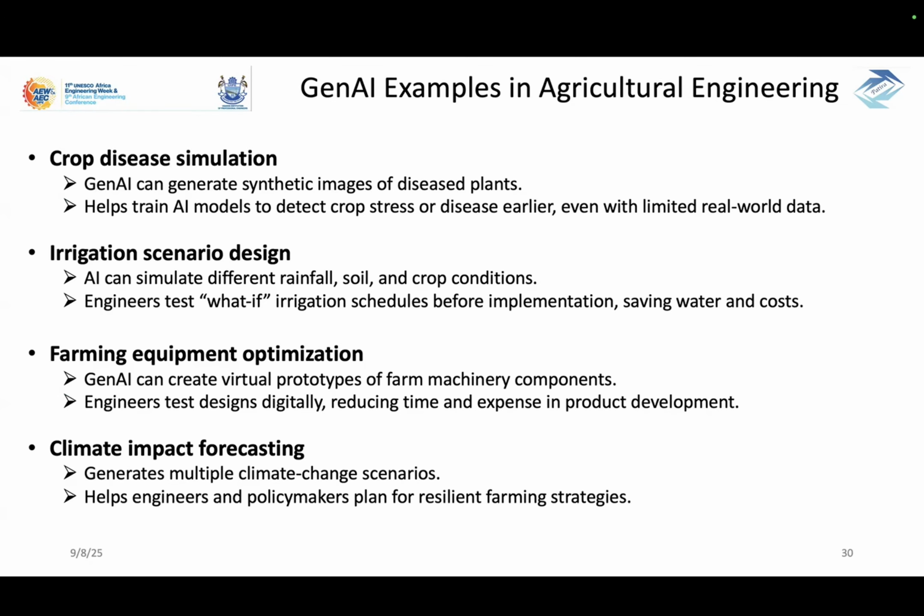Farming equipment optimization: it can create virtual prototypes of farm machinery components. Engineers can test digitally, reducing time spent on product development. Climate impact forecasting: it's generating multiple climate change scenarios. So this can also help engineers and policymakers plan resilient farming strategies. So people have started using it, but the problem is it's very, very expensive to train the models. That is the disadvantage of it, because in the US, you have all these areas with data centers that take a lot of electricity, but they're working.